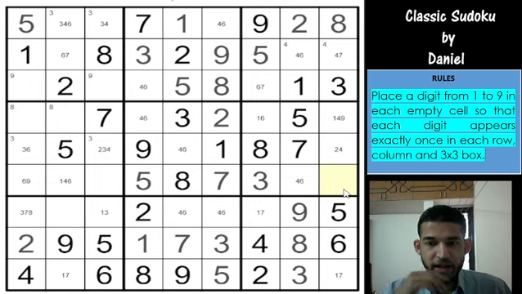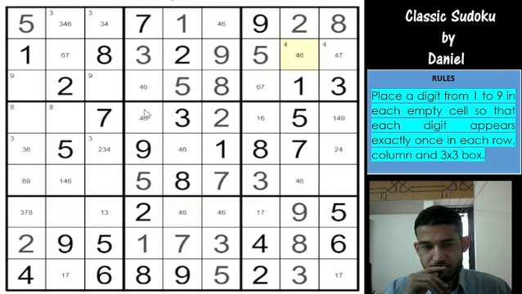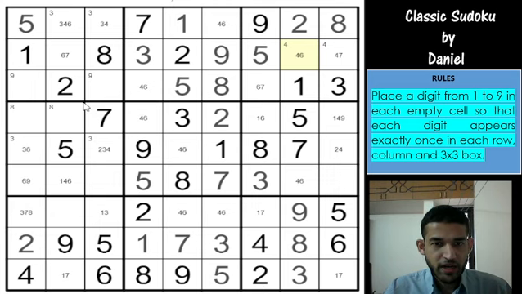So I think we have made enough pencil marks here already. Let us start looking for some tricks here. I'm seeing a lot of 4-6 pairs all over the grid, guys. Okay, let me make some more pencil marks here, because this is restricted.